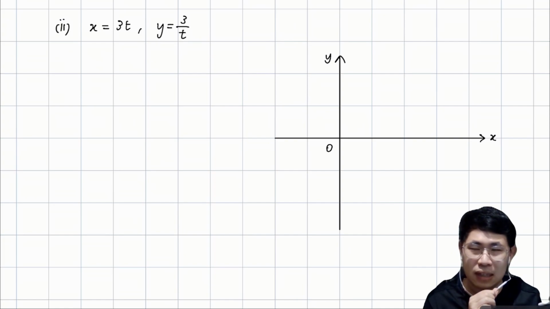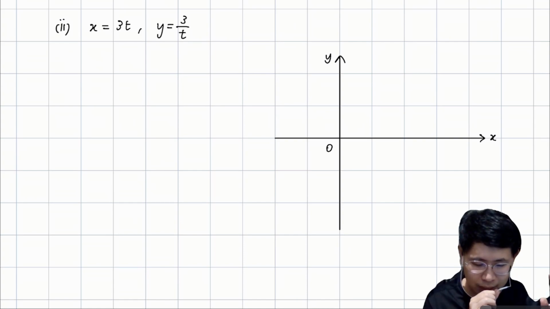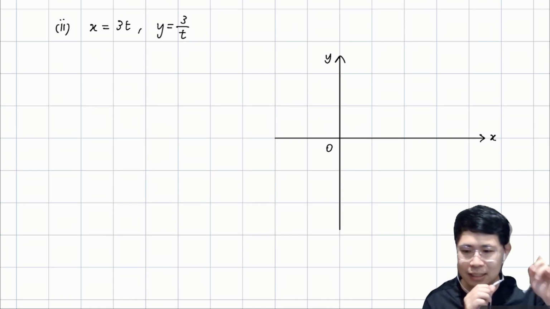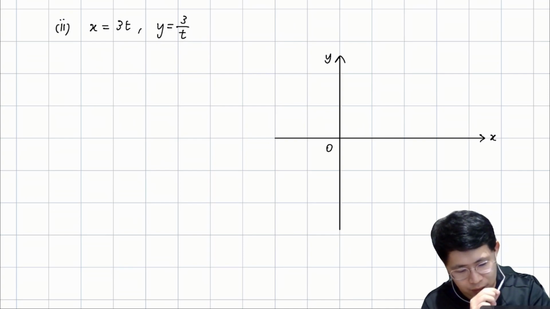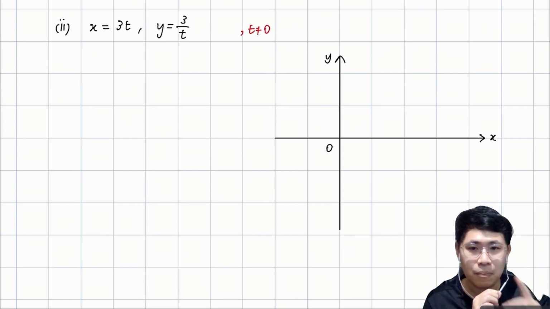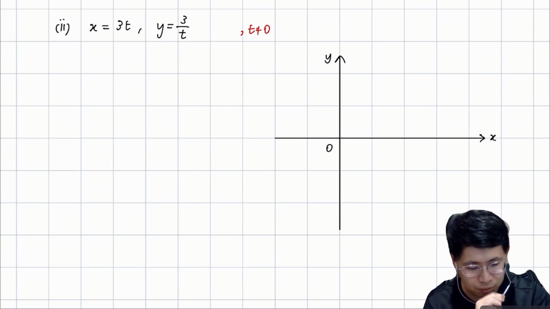For part 2, we don't really need to find the range, because we usually only find the range for sine and cosine. For this case over here, we just need to take note because of this t. Over here t cannot be 0. So when we plot, make sure that t cannot be 0.